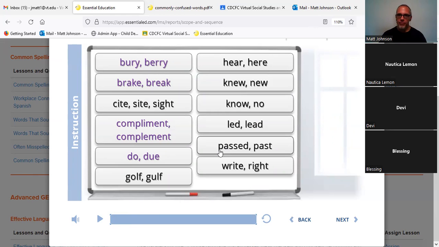P-A-S-S-E-D is a verb, right? So it's an action. So if someone passes you on the highway, or I passed my wife on the interstate, right? I passed this class. That is all P-A-S-S-E-D. Physical act of passing, right? That's the past tense of pass.